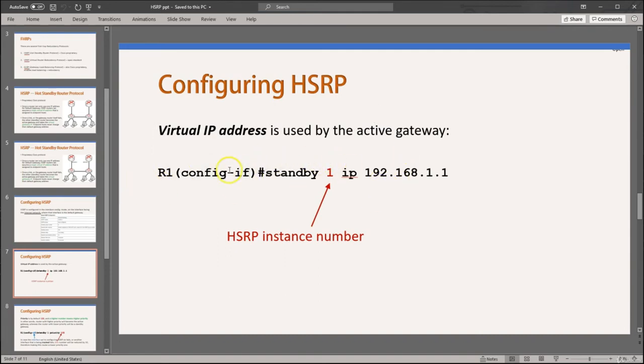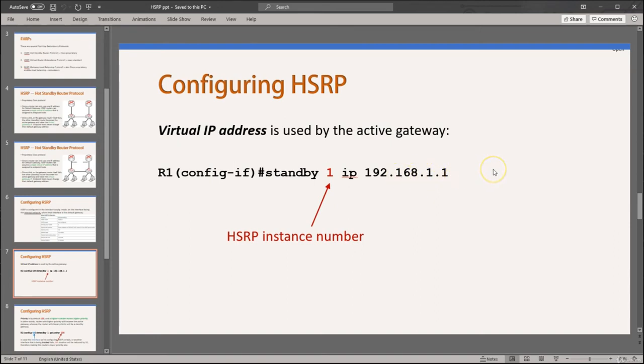But now with this command, we are setting up HSRP. So we will configure some other IP from the same subnet on this interface. Let's call it physical interface IP. And then in HSRP, we will configure this virtual address.